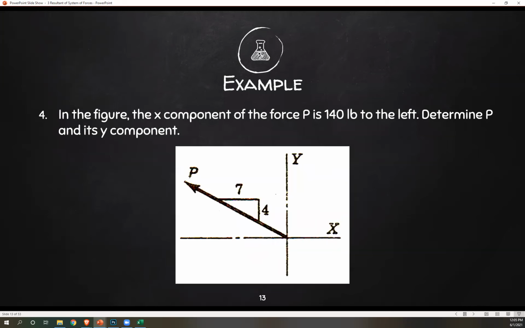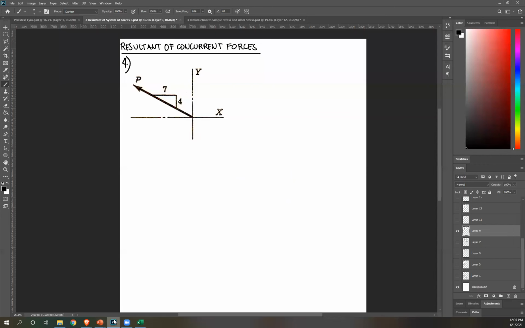Number 4. In the figure, the x component of the force P is 140 pounds to the left. Determine P and its y component. So pretty straightforward. So first, we have this figure, okay? And then we're given the x component of force P, which is 140 to the left. And now we just want to know the value of P and then its y component. So let's write out our given first.